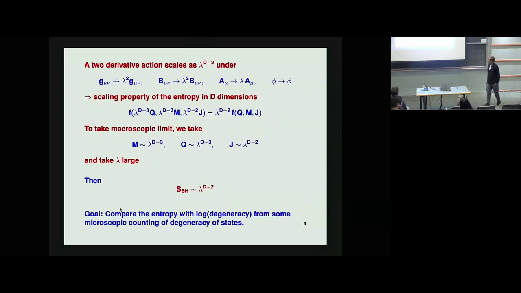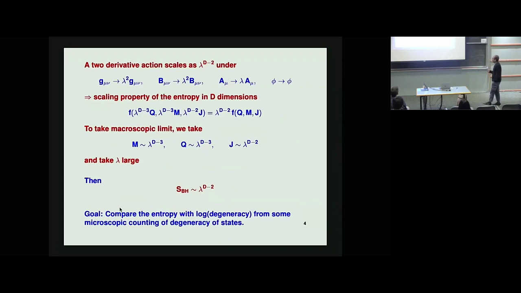Now, for two-derivative theories there is a special property, which is the scaling property of the action. If we scale the various fields, which are the metric, the two-form field, the gauge field and the scalar fields, in this way, then the action scales as lambda to the d-2. From this we can also derive a simple scaling property of the entropy in d dimensions. It says that if we scale up the charges, the mass and the angular momentum by these powers of lambda, then the entropy scales by an overall factor of lambda to the d-2.